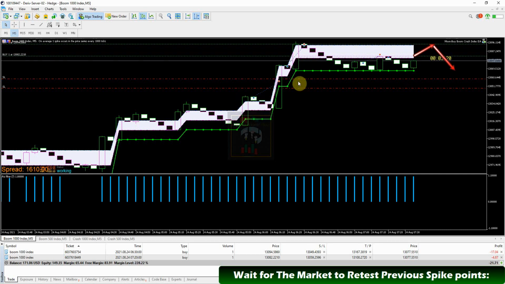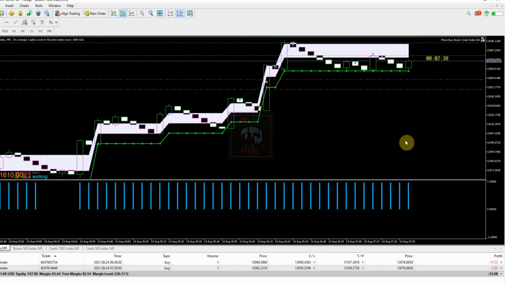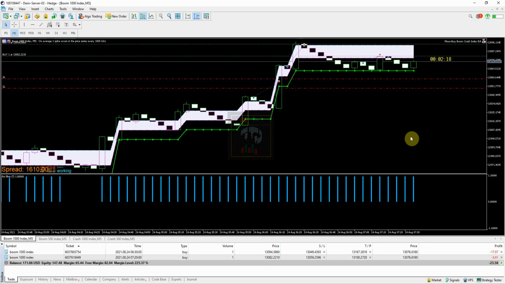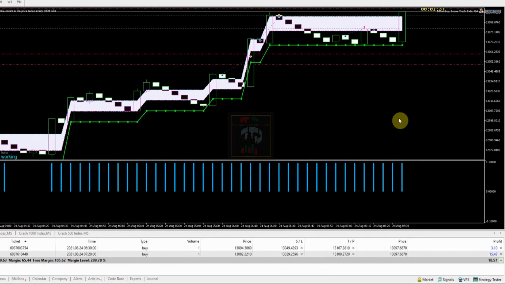Let's see if I will catch the spike. Like I predicted, the spike is about to happen. Wait for it. There it goes. Both of my trades in the money.